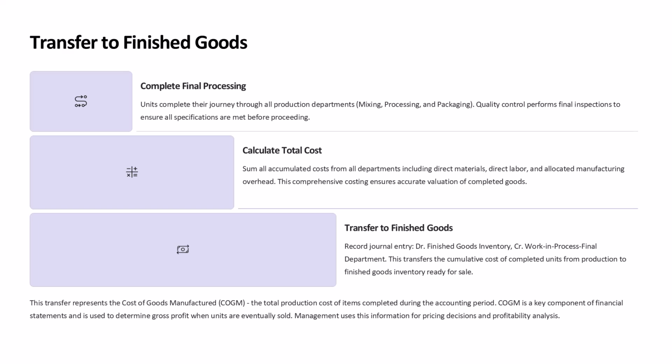To learn accounting, you must do accounting. And the transfer to finished goods marks the completion of the production accounting cycle in our process costing system.